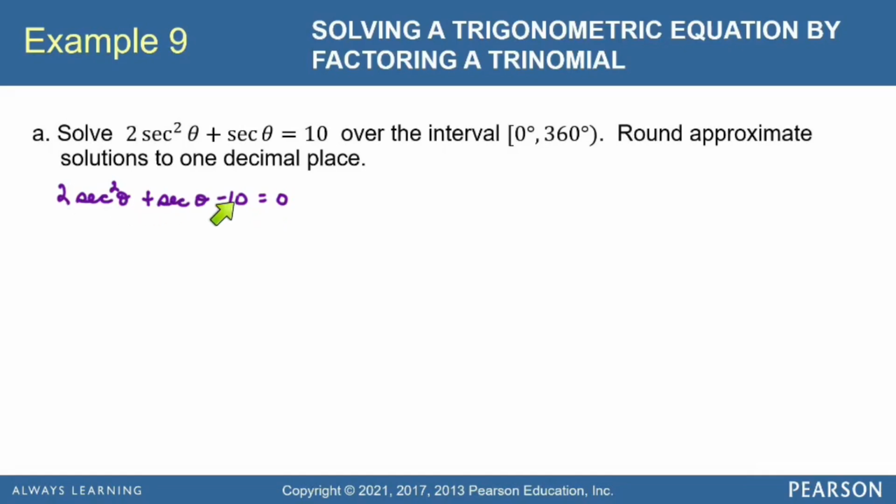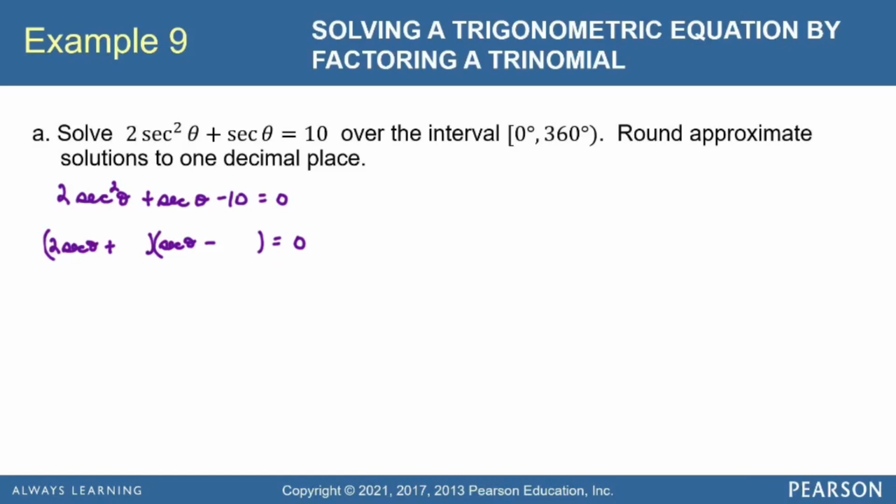Now notice that we have three terms here, so when we factor we will be reversing the FOIL process, and that means we're going to start off with two empty pairs of parentheses. Now 2 secant squared theta would break down into 2 secant theta times 1 secant theta. Last times last produced minus 10, so in order to get the minus we're going to need the signs here to be different. It doesn't matter how you put them down, just put down two different signs. And then last times last had to make a 10, so I have two choices here. I could either use 2 times 5 or 1 times 10.